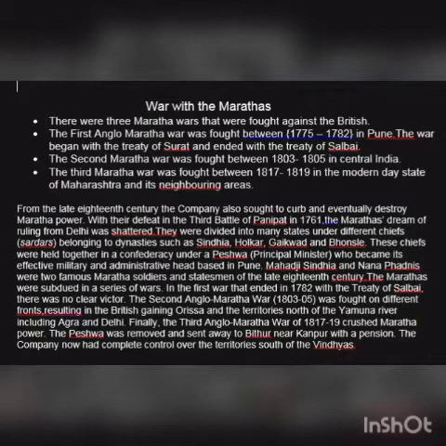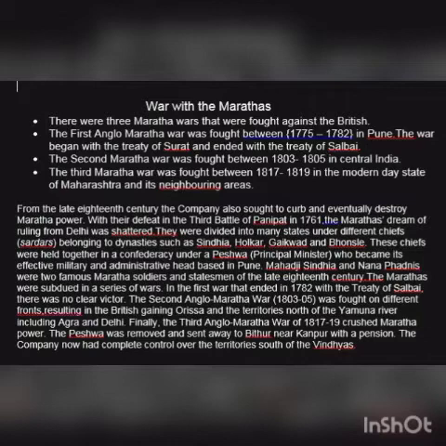The Marathas were put down in a series of wars. In the first war that ended in 1782 with the Treaty of Salbai, there was no clear winner. The second Anglo-Maratha War, which happened in 1803 to 1805, was fought on different fronts, resulting in the British gaining Orissa and the territories north of the Yamuna River, including Agra and Delhi.